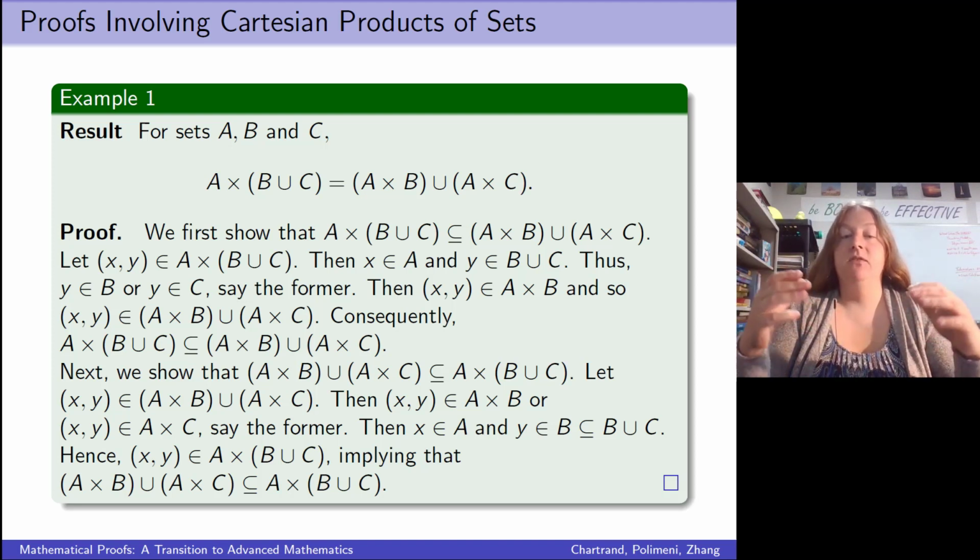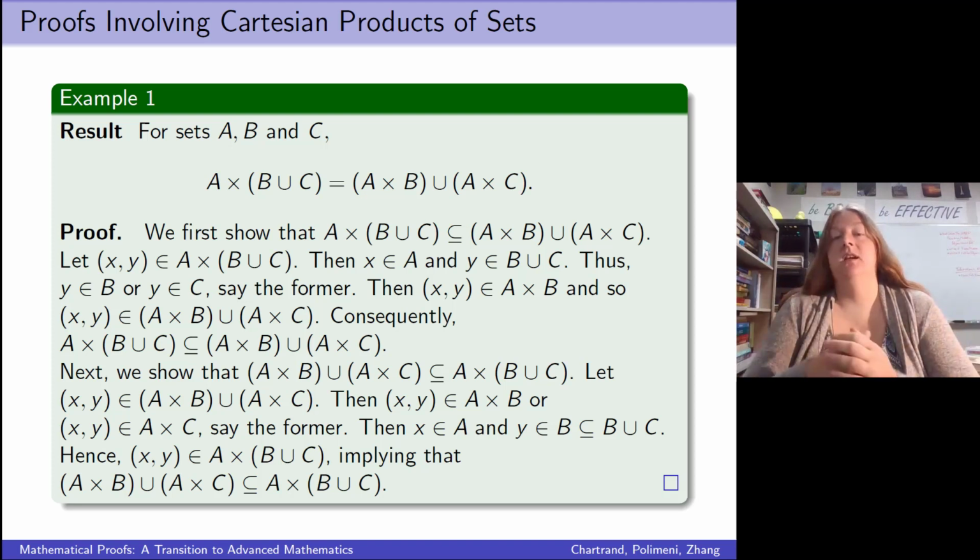So now that I have the two subsets, there's nothing that could be true about these except that they're equal. So I've now shown that the Cartesian product of A with B union C is equal to the Cartesian product of A and B union with the Cartesian product of A and C.